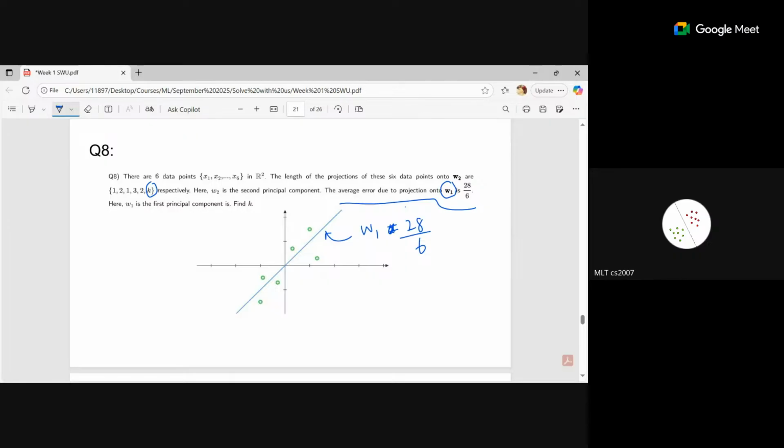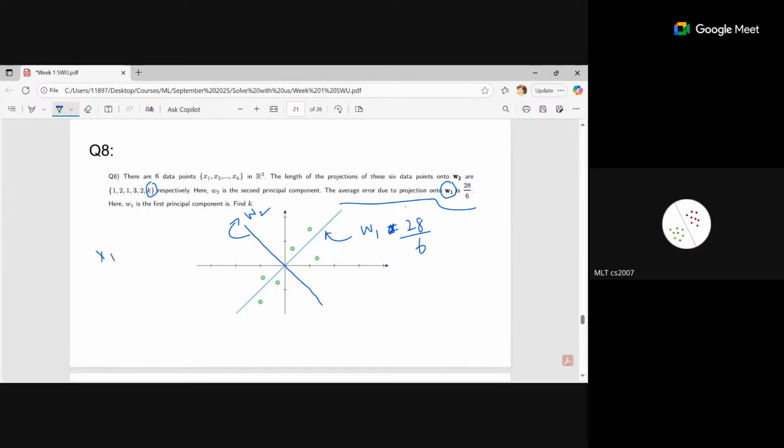So here, what was asked? You had these 6 data points: x1, x2, x3, x4, x5, x6 in R2, and the length of the projection of these 6 data points onto W is what we're talking about. So now this is my W. Now what we have to do is find the length of the projection of these 6 data points.